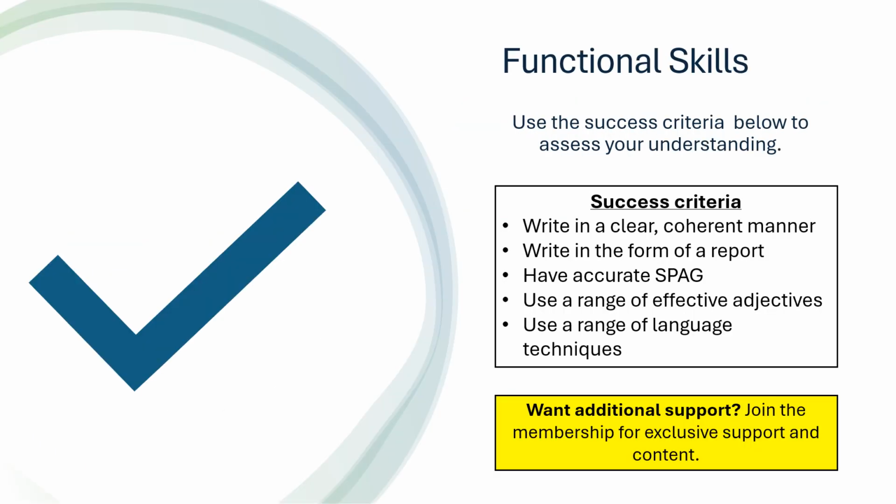Now once you've actually written your response, a good thing to do would be to use the following success criteria. So if we go through the individual bullet points then, this is what we need to do to make sure that our report has been written to a high standard. So first of all then, we must make sure that we're writing in a clear, coherent manner. That just means that basically, are we making sense? Can people understand what you've written?